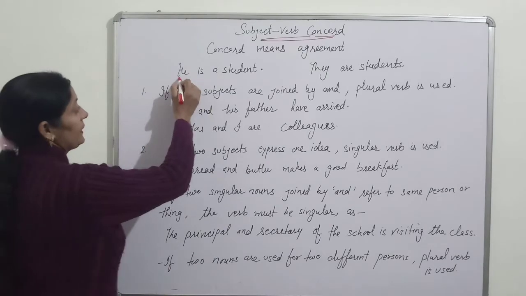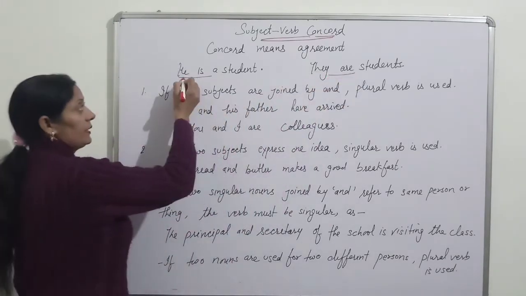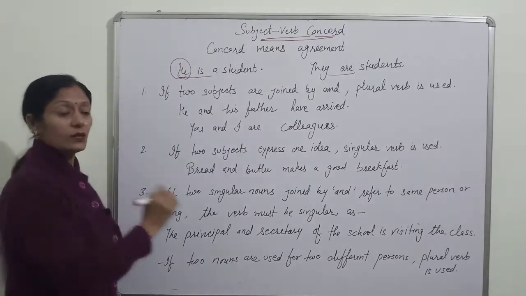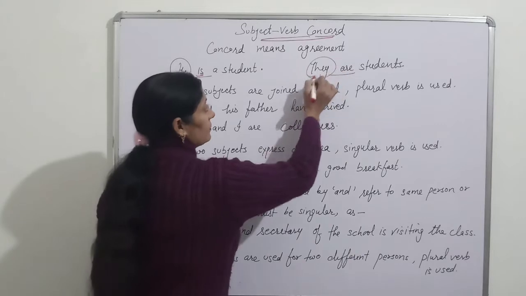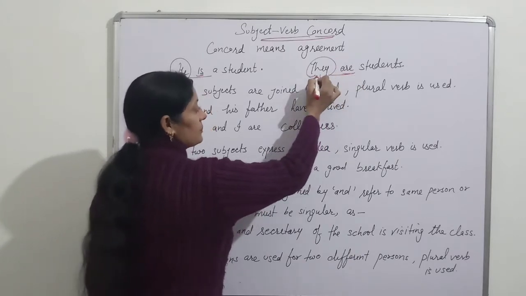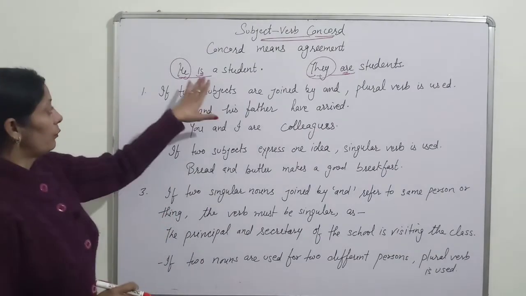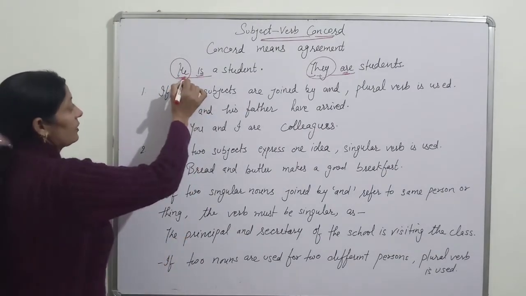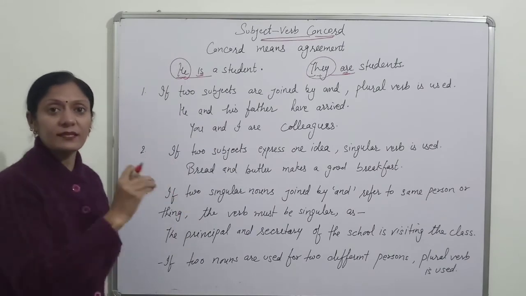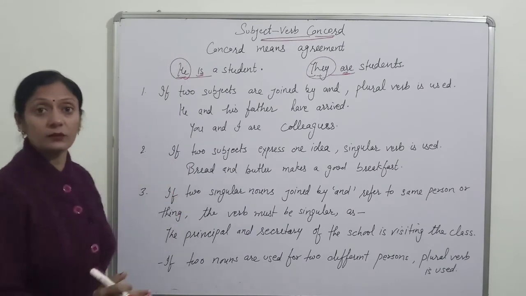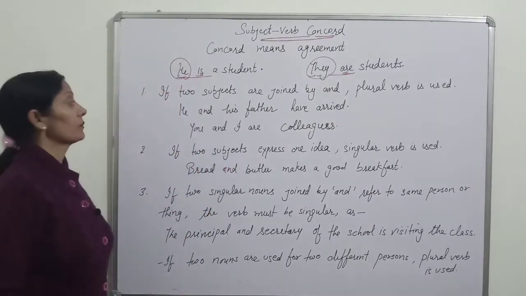For example, he is a student and the other one is they are students. In this one, the subject is singular, so we are using here is. They, subject is plural, so we are using here are. Okay, the verb should be according to the subject; we can't use here he are. Grammatically that sentence will be completely wrong. Okay, so the verb should be according to the subject.